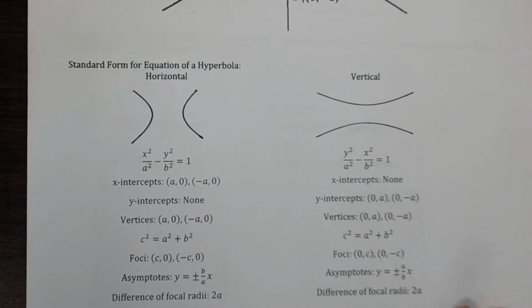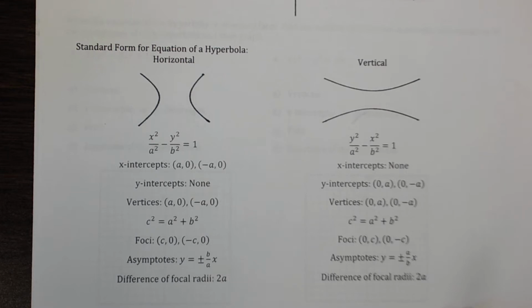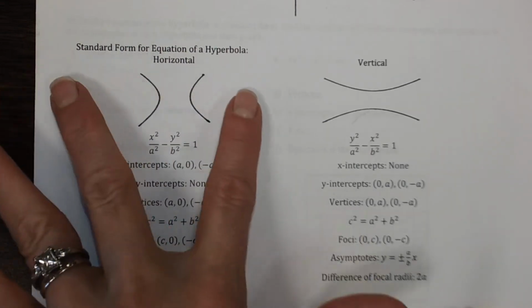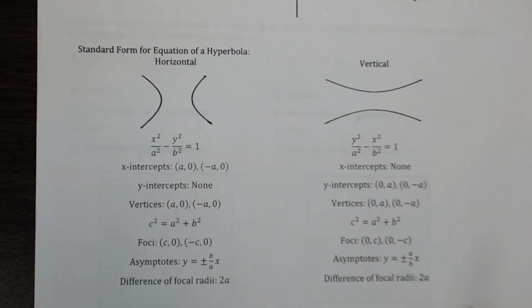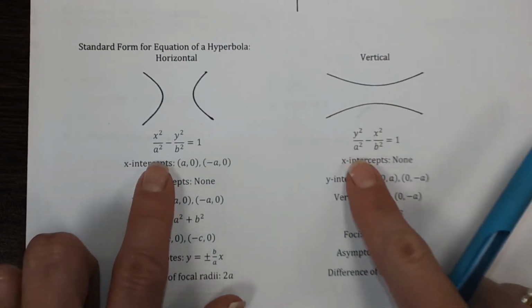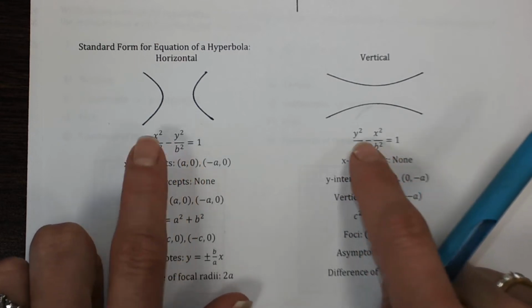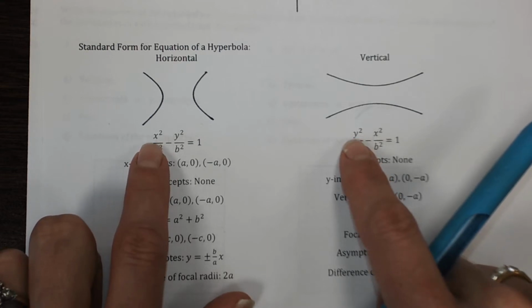Okay, so we have two different forms of this, just like we have two different forms of our ellipses and parabolas. When we have our leading x squared, that's when it opens to the side. And when our y squared is leading, that's when it opens up and down. Notice that in this case, it doesn't matter which one is a squared and b squared. It's all dependent on which of the variables on top is positive.